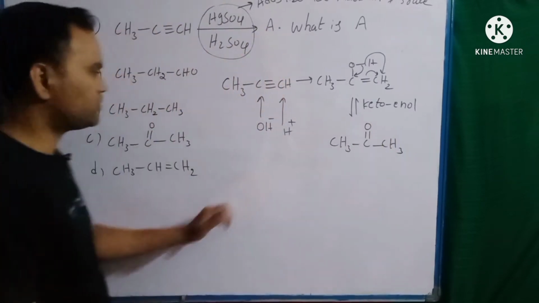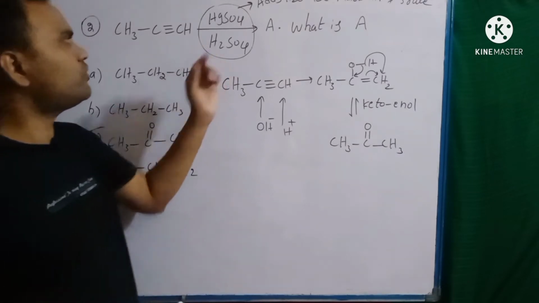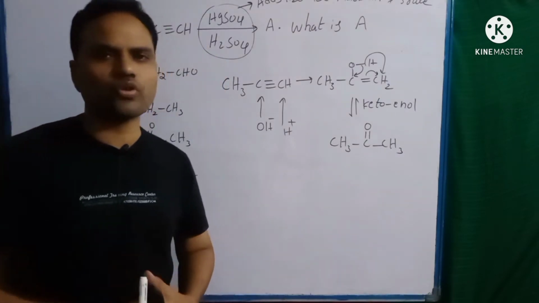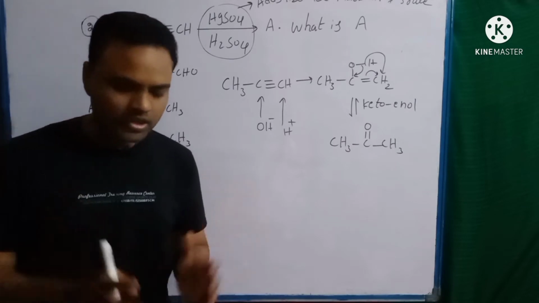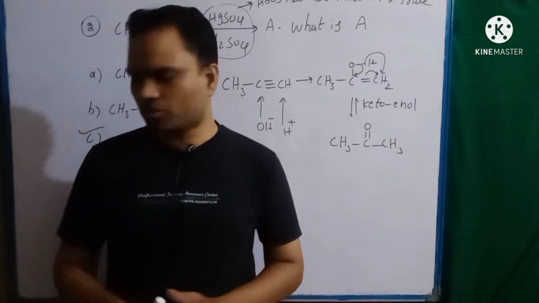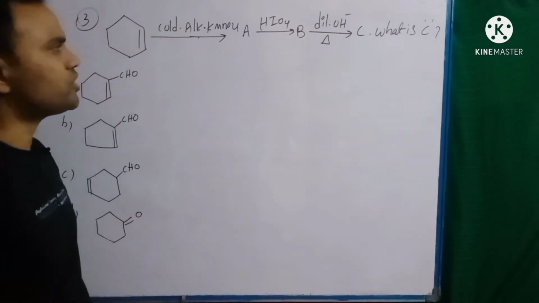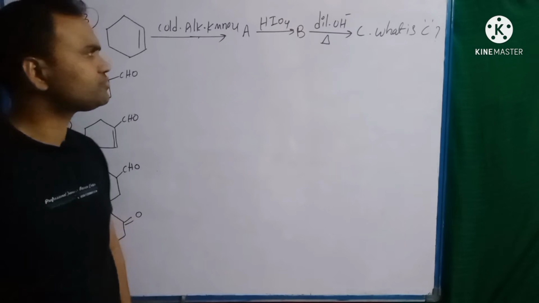So what is the product? C is the product. Okay, remember what is the role of HgSO4 followed by H2SO4? It adds a water molecule to alkyne according to Markovnikov's rule. Okay, now let us see the third question. Identify product C in the given reaction.